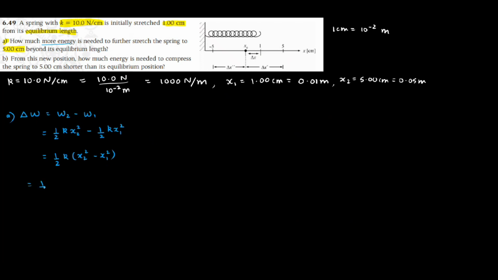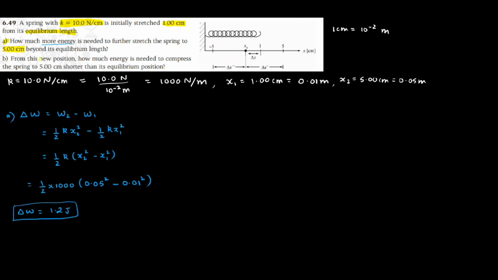Now let's substitute. k is 1000. x2 is 0.05 squared. x1 is 0.01 squared. And when you solve this, you get your work done as 1.2 joule. So this is the extra energy required to stretch the spring from this initial position at 1 to a final position at 5.